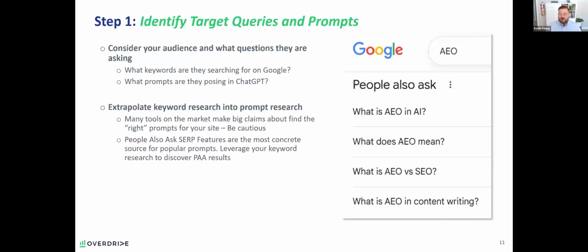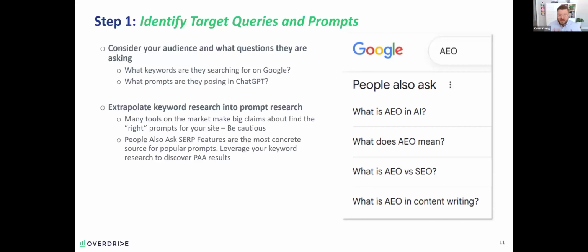There are a lot of prompt tracking tools out there right now. We at Overdrive have tested basically all of them. Something I want to mention is that a lot of these tools are making somewhat big claims about being able to find the right prompts for your site, either just by giving it a URL or maybe a small list of keywords, and they spin those up into a list of prompts. What I'll say is be cautious with those tools. I think they could form a good foundation for a starting list for your prompt research, but ultimately the outputs aren't that amazing.